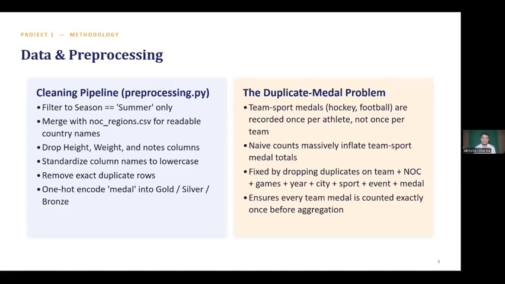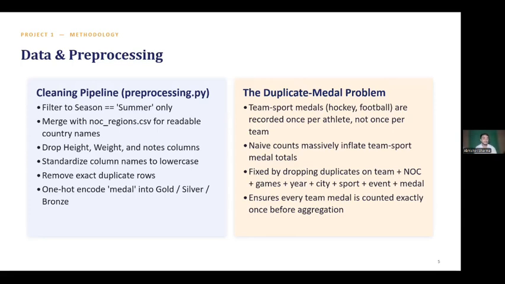I dropped the height, weight and notes columns, which were not required for my analysis, although I could have analyzed height and weight in terms of sports. Basically, I could have analyzed which sports require how much fitness, but I have not done that yet. I one-hot encoded the medal column, which was categorical, because I needed to count not the total medals, but total golds, total silvers, and total bronzes.